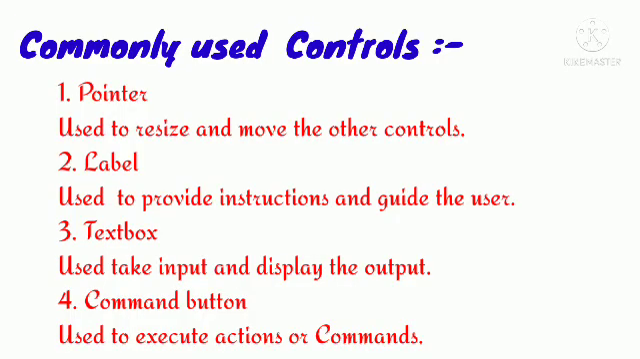Now we can see commonly used controls. First one is pointer. It is used to resize and move the other controls. Then label. It is used to provide instructions and guide the user about which input we have to give. Then text box. It is used to take the input and display the output in the box. Then lastly is command button. It is used to execute actions or commands. On this button we can write the code.